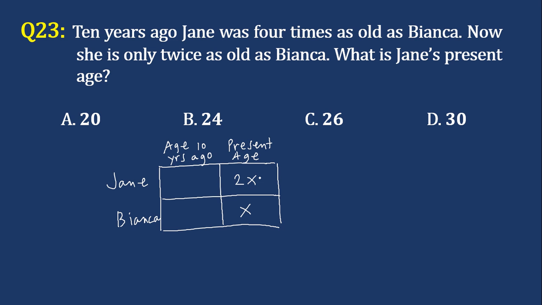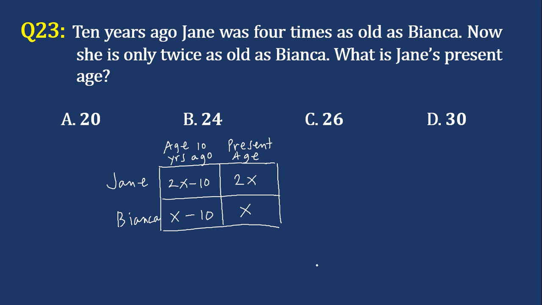Now, let's go back in time. So 10 years ago, Jane was 4 times as old as Bianca. So what's the age of Jane 10 years ago? We will just subtract 10 from 2x. So we have 2x minus 10. How about Bianca? The same. We subtract 10. So we have x minus 10.